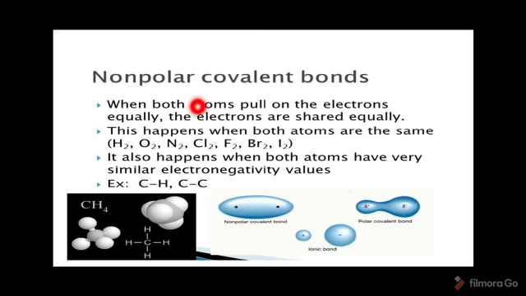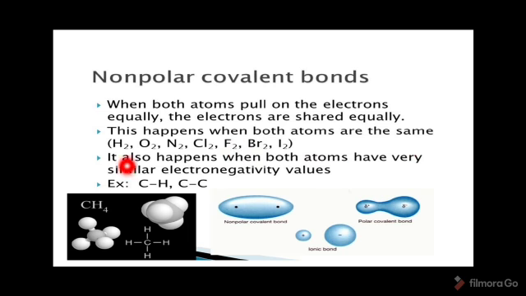Next, nonpolar covalent bonds. When both atoms pull on the electrons equally, the electrons are shared equally. When the atoms involved in the covalent bond formation pull the electrons equally, this is said to be a nonpolar covalent bond. And this happens when both the atoms are the same.